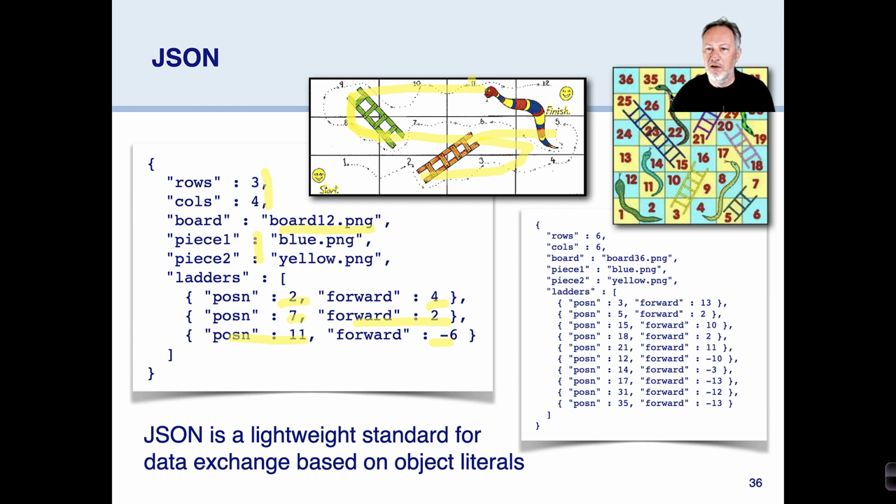Of course, on the board, it's displayed as a snake, but internally for the logic of the game, it makes no difference. And here's a second game, which happens to be 6 by 6 with a different PNG file, the same player files, and a whole bunch more snakes and ladders than we had before. This is all specified as JSON, which looks pretty much like an object literal in JavaScript, the only difference being that all these names have to be enclosed in double quotes.